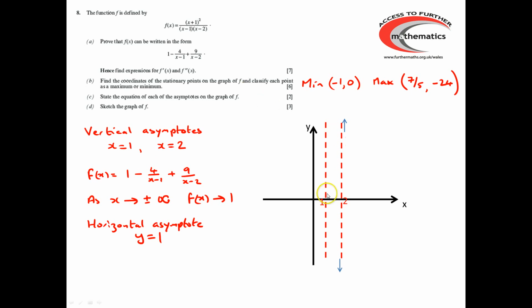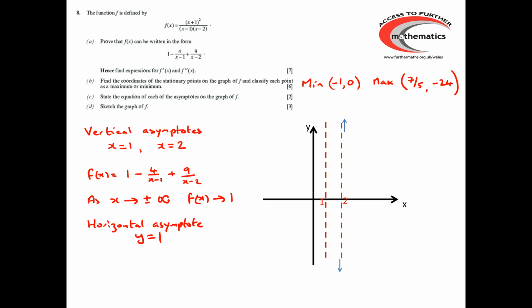If we move to x being just a little bit more than 1, then x plus 1 squared is going to be just a little bit more than 4. X take away 1 is going to be a small positive number. X take away 2 is going to be roughly minus 1. So I'm going to have 4 divided by a small negative number, so that's going to give me a very large negative number.